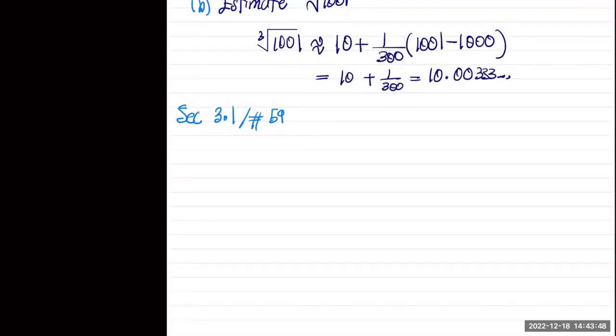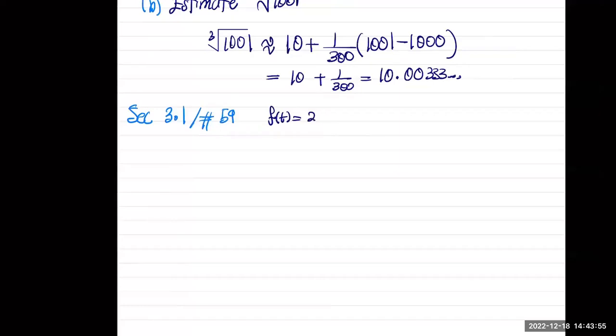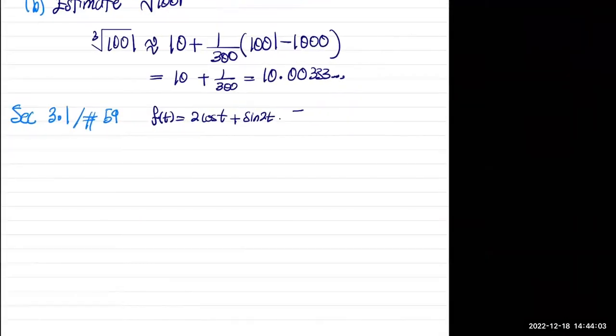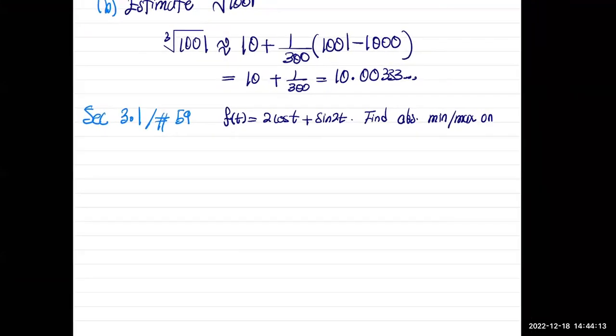Okay, so our function here is f of t equal to 2 cosine t plus sine 2t. And the question is to find the absolute min, max on the closed interval 0 to pi over 2.